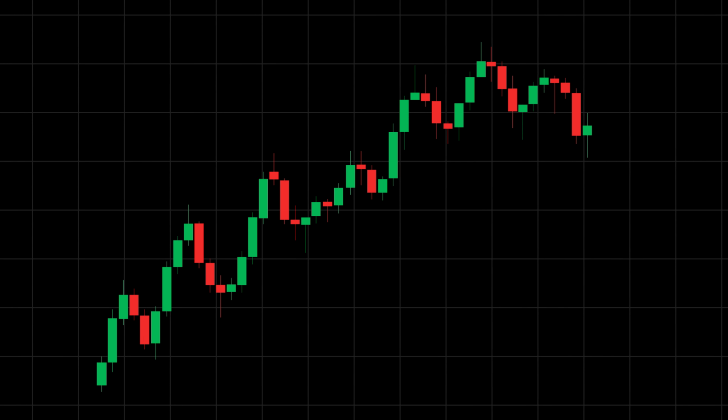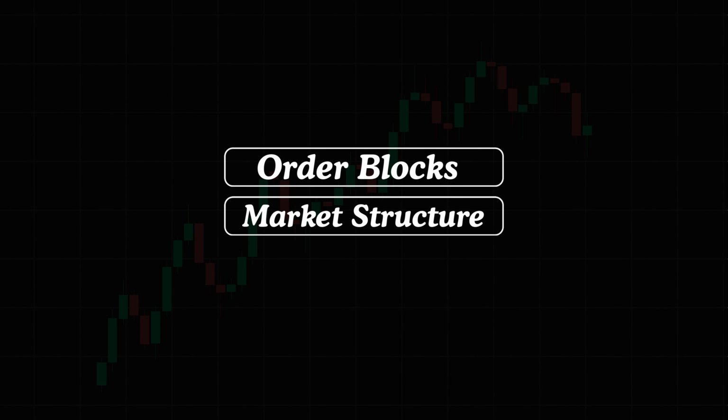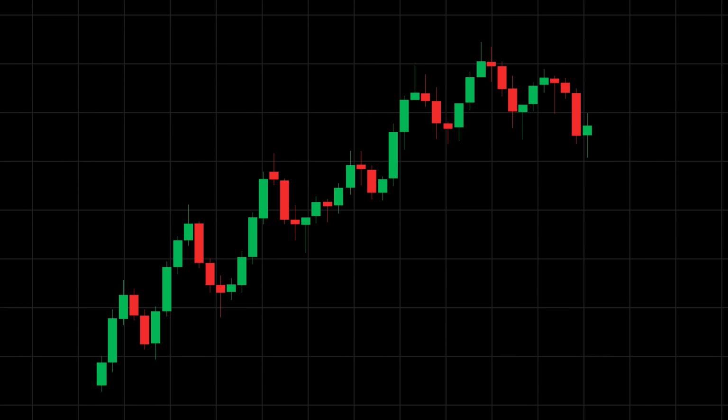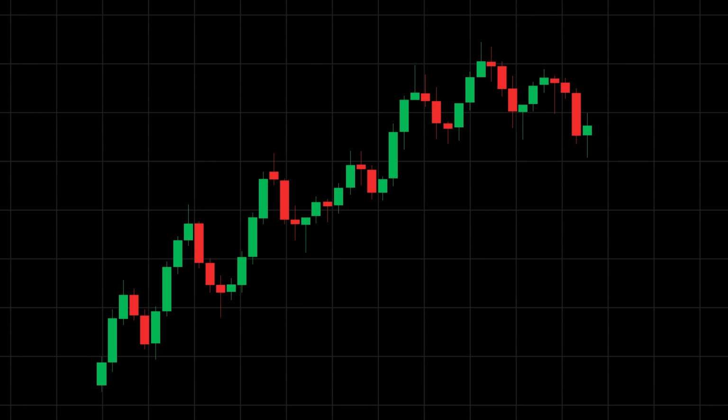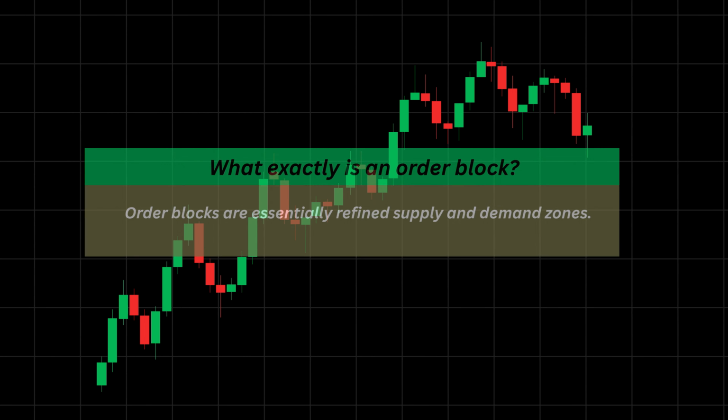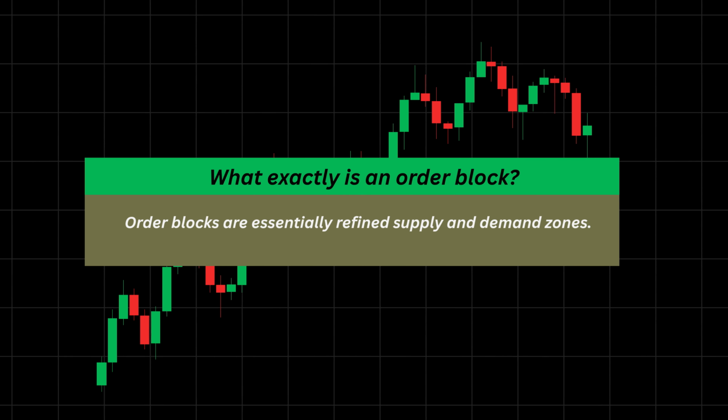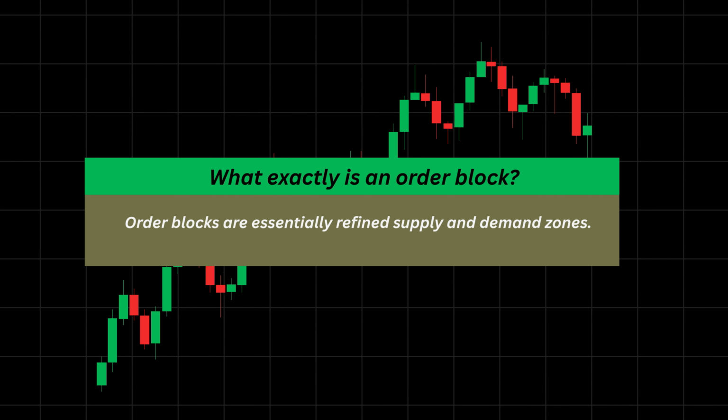Before we dive into the trading plan, we first need to review a few key concepts about order blocks and market structure, as these will be applied later in the strategy. Let's start with the fundamentals. What exactly is an order block? Order blocks are essentially refined supply and demand zones.